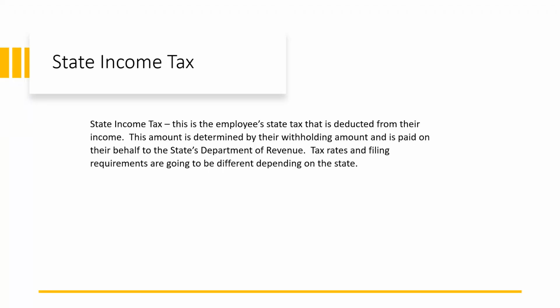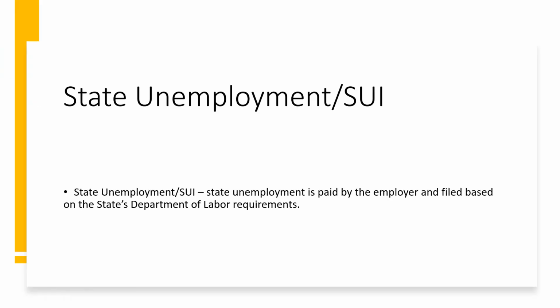State income tax. This is the employee's state tax that is deducted from their income. The amount is determined by the employee's withholding and is paid on their behalf to the state's Department of Revenue by the business. Tax rates and filing requirements are going to be different from state to state. Your state unemployment is paid by the employer and filed based on the state's Department of Labor requirements.